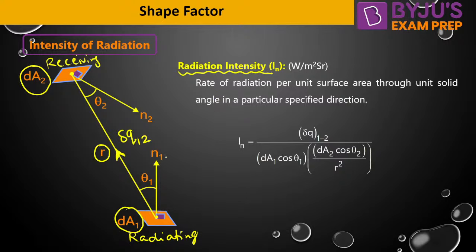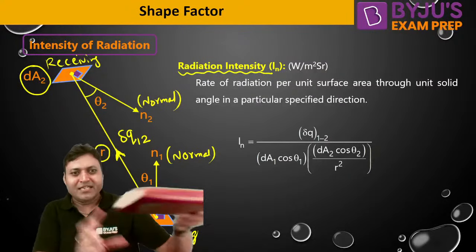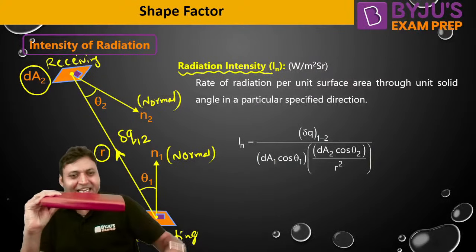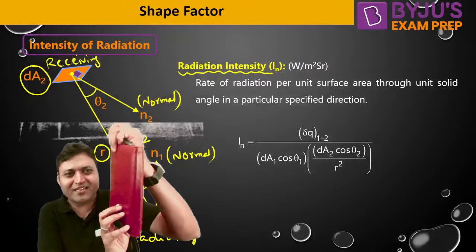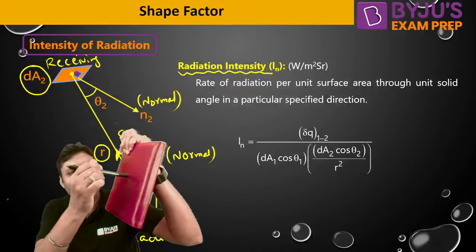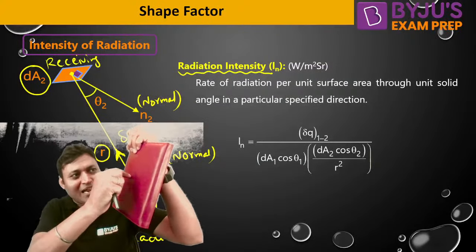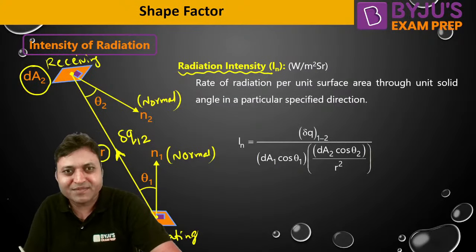So how do we define this? N1 is the normal to dA1, and N2 is the normal to dA2. There are two surfaces between which radiation exchange is taking place. Surface 1 has the area dA1, and the normal to dA1 is N1. Similarly, there is another small surface with area dA2, and the normal to dA2 is this. The line joining dA1 and dA2 is denoted by R.